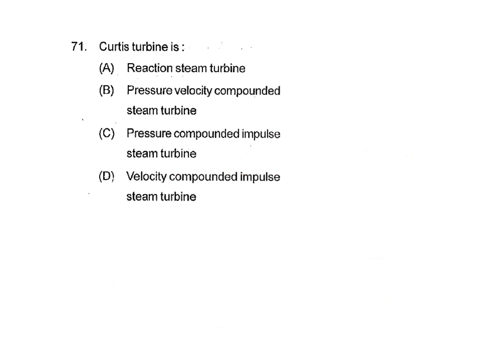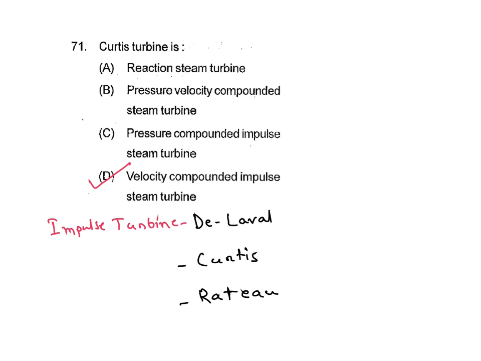Curtis turbine. Curtis turbine is a velocity compounded impulse steam turbine. D is our answer. So many times asked in public sector exams, and this is very very important. For IAS also this is very very important. Curtis turbine and Rateau turbine, both are important. Impulse turbine examples are De Laval turbine, Curtis turbine and Rateau turbine. De Laval is a single stage impulse turbine. And Curtis is a velocity compounded impulse turbine. And Rateau turbine is a pressure compounded impulse turbine.